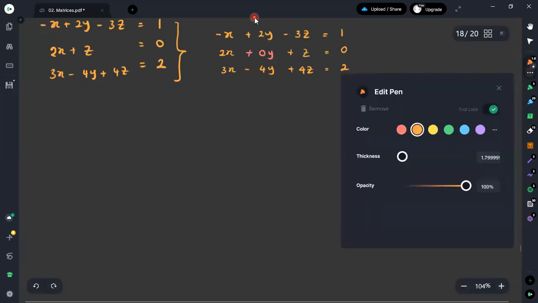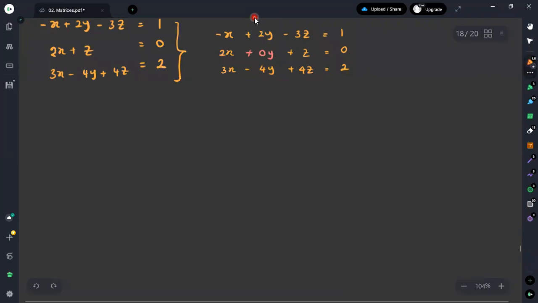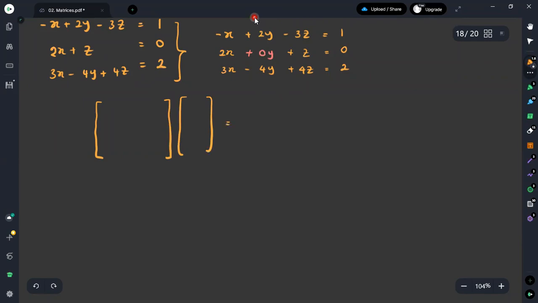Therefore, now you can transform this into the matrix form. Once you do the transformation, you will get a matrix like this. The second vector contains your variables, and on the right-hand side you will get the values 1, 0, and 2. Here you will have the variables x, y, and z, because the first variable is x, the second is y, and the third is z. That is the order that we have aligned.